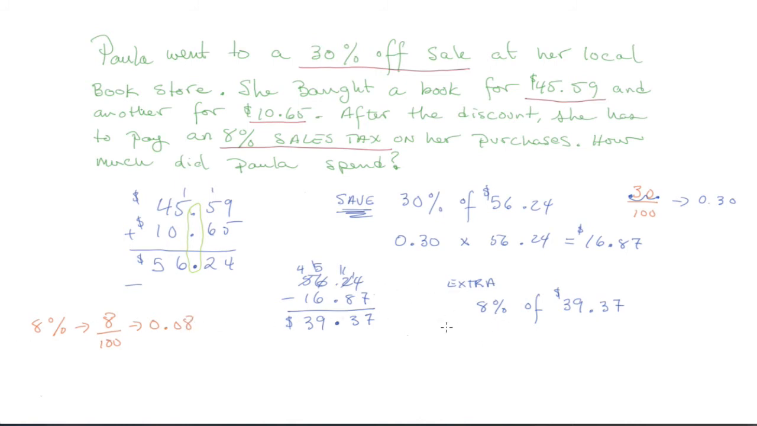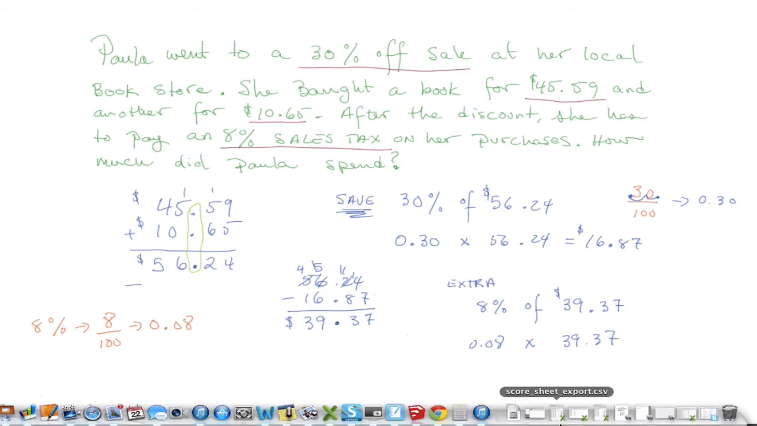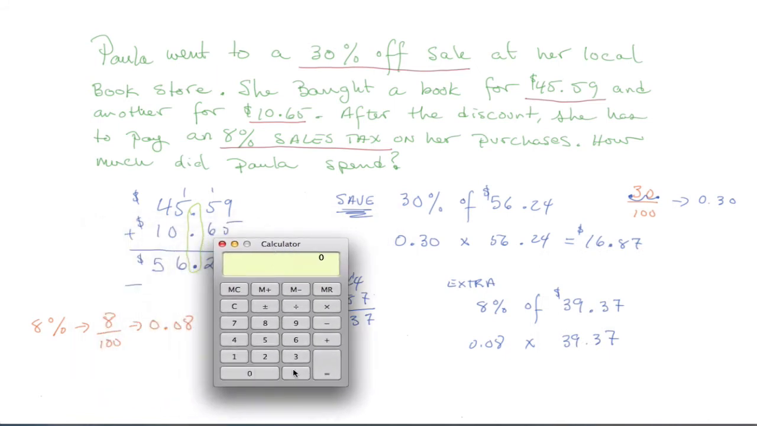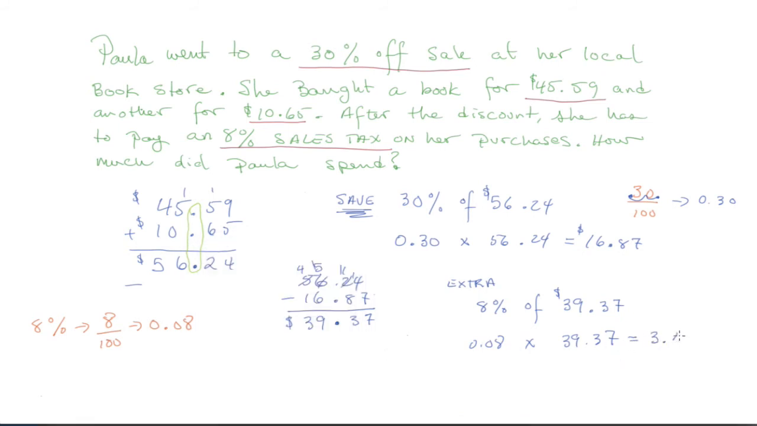So I have 8% is 0.08, of is multiplication, 39.37. Now let's take out that calculator again. Let's calculate this. 0.08 times 39.37 equals. That's $3.14. Let's round that up to $3.15. $3.15 extra. This is what she's paying extra.